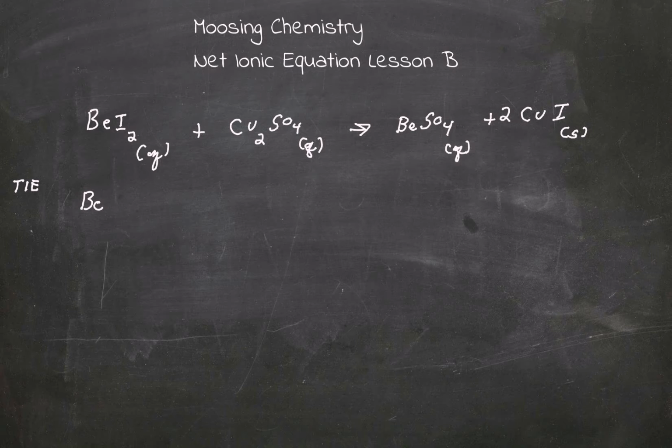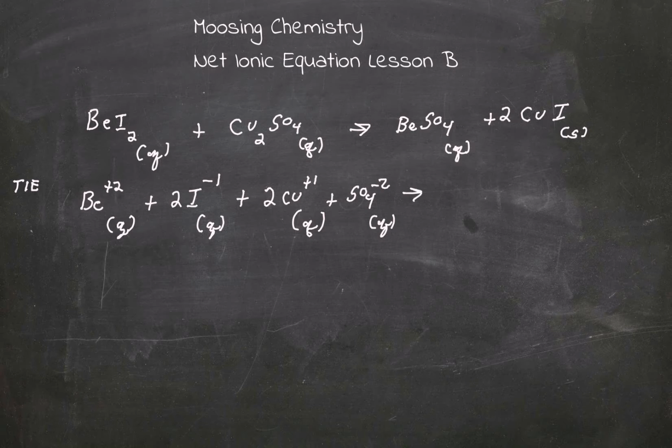So we go Be 2+ (aq) plus 2 I minus 1 (aq) plus 2 Cu plus 1 (aq) plus SO4 2- (aq) yields Be 2+ (aq) plus SO4 2- (aq) plus 2 CuI (s). Okay, so now we need to look for our spectators.